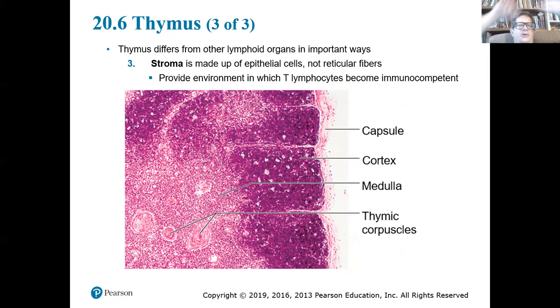All right. So a third way that it differs. The stroma is epithelial cells, but it doesn't have reticular fibers. Remember, in the lymph node, we had a lot of reticular fibers. We had a lot of macrophages hanging out there. We're not doing that because it's not an active area for attacking and hunting the antigens. So it provides a place where T lymphocytes grow up and become immunocompetent.